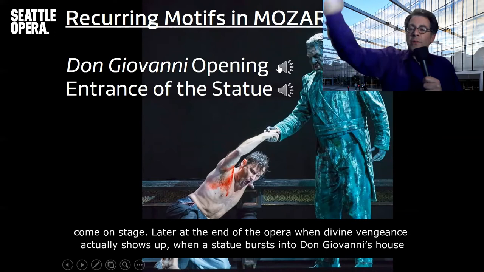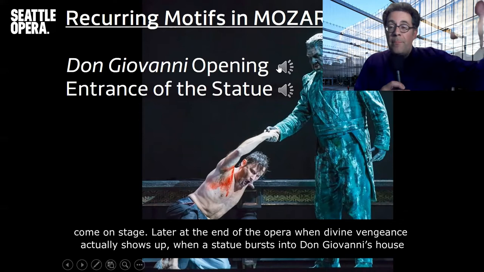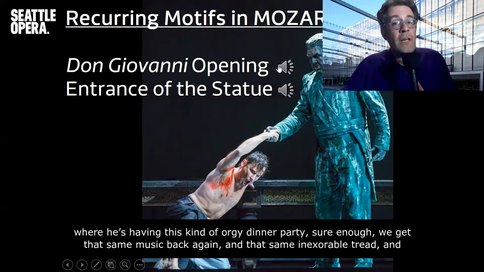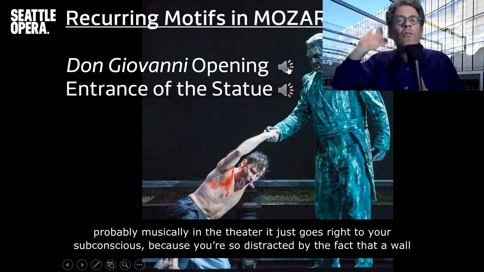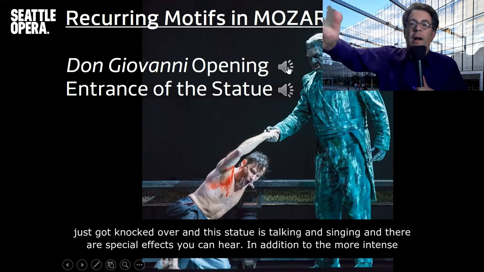Later at the end of the opera, when Divine Vengeance actually shows up, when the statue bursts into Don Giovanni's house where he's having this kind of orgy dinner party, sure enough, we get that same music back again and that same inexorable tread. And it probably musically, in the theater, just goes right to your subconscious because you're so distracted by the fact that a wall just got knocked over and the statue is talking and singing and there's special effects you can hear.